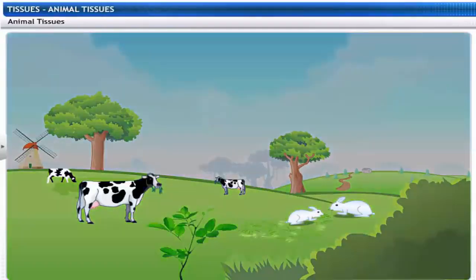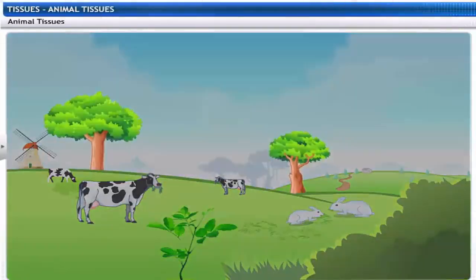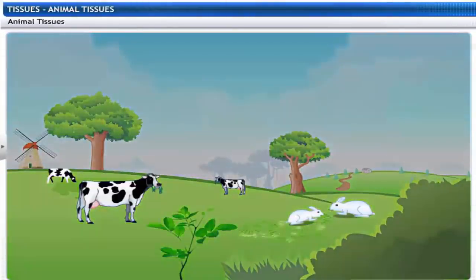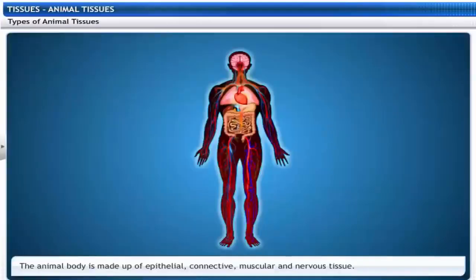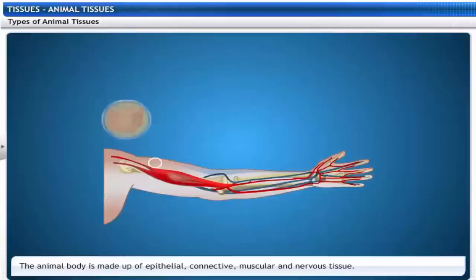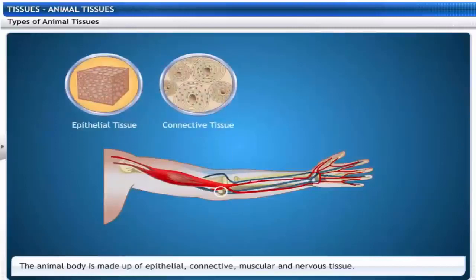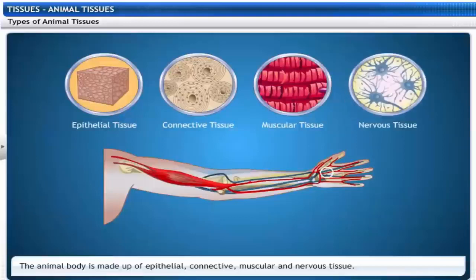They consume more energy compared to plants. So, unlike plants, most animal tissues are living tissues. The animal body is made up of different types of tissues: epithelial tissue, connective tissue, muscular tissue, and nervous tissue.